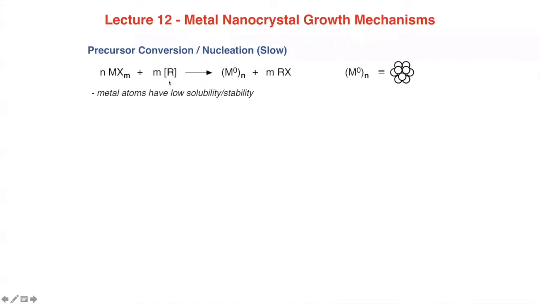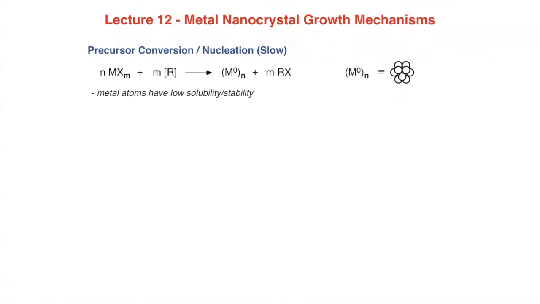Hydrogen, alcohols, citrate, and that reductant converts the metal salt into some metal cluster nucleus. Okay, so it's a reduction of the metal salt to make a metallic cluster, and the production of some byproduct. If this were hydrogen, this would be hydrochloric acid, or some hydrogen carboxylate or something.